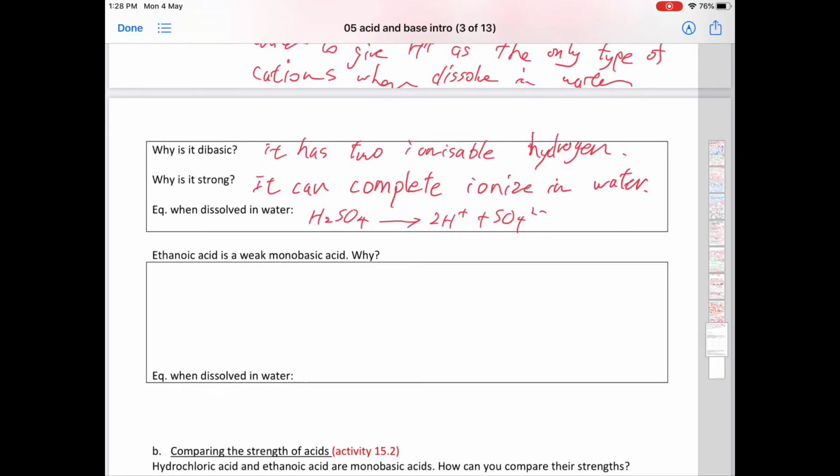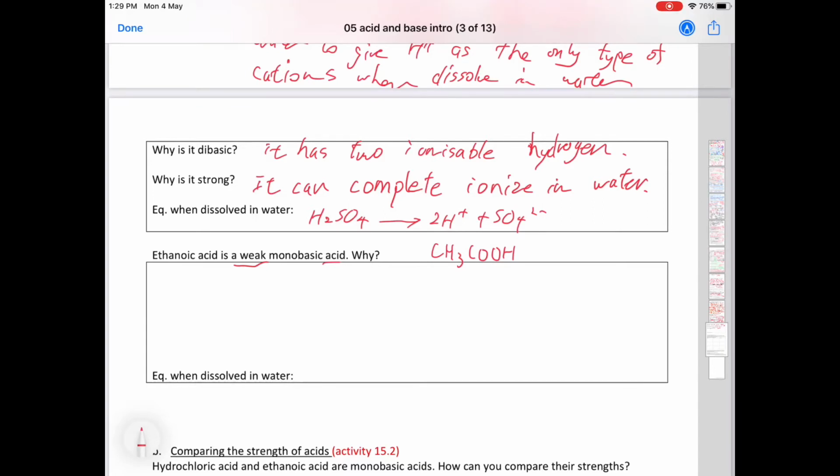Why is ethanoic acid a weak monobasic acid? Ethanoic acid has this formula, CH3COOH. Why is it an acid just the same? And then why is it weak? Can it completely ionize? It cannot completely ionize, or we say that it only partly ionizes.